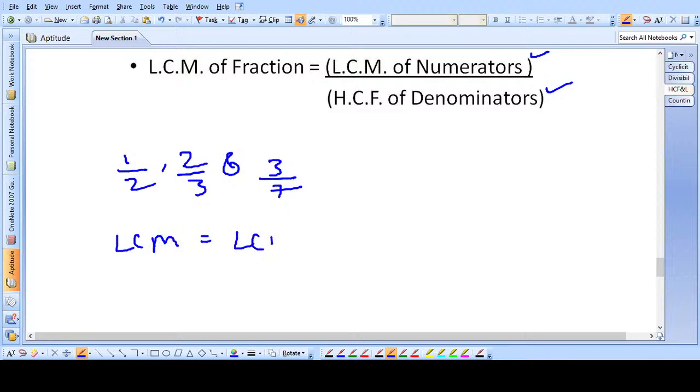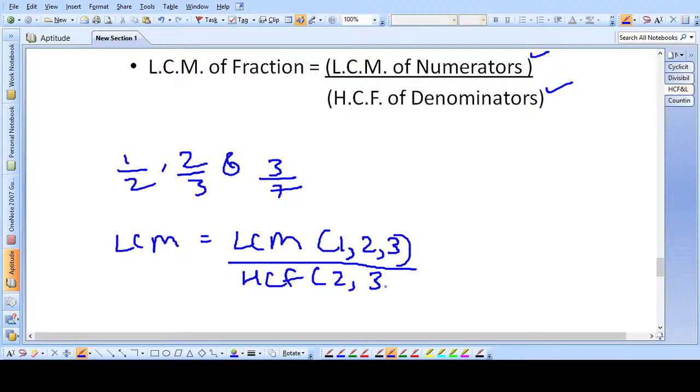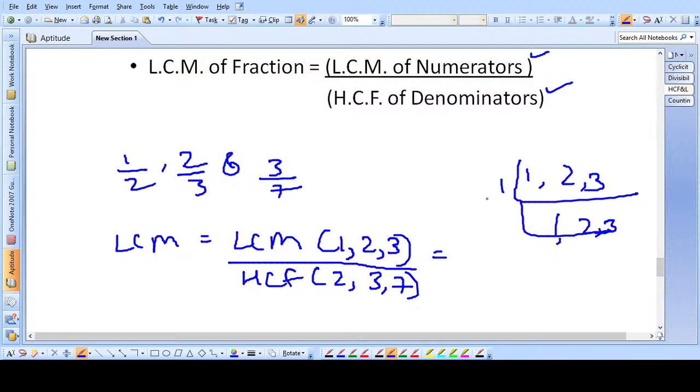We have to do the same thing. LCM of numerators: what are in the numerator? 1, 2 and 3. What are in the denominator? HCF of denominators 2, 3 and 7. So what's the LCM of 1, 2 and 3? There is no number which can divide all of them except 1. These things are in the ladder. Let's take 1 cross 2 cross 3. What is that? It's 6.